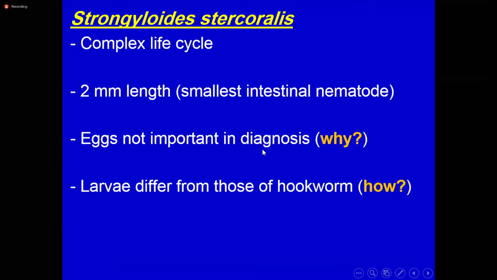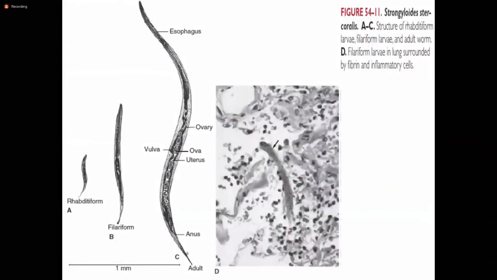Eggs are not important in the diagnosis because the eggs hatch in the intestine. They don't hatch outside the body in the soil. No, they hatch in the intestine and release the larvae. Meaning the larvae are released in the intestine, so the egg is not important for diagnosis. We detect the larvae. Larvae differ from those of the hookworm, and we will see how they are different. This is the rhabditiform larva. This is the filariform larva. This is the adult worm.